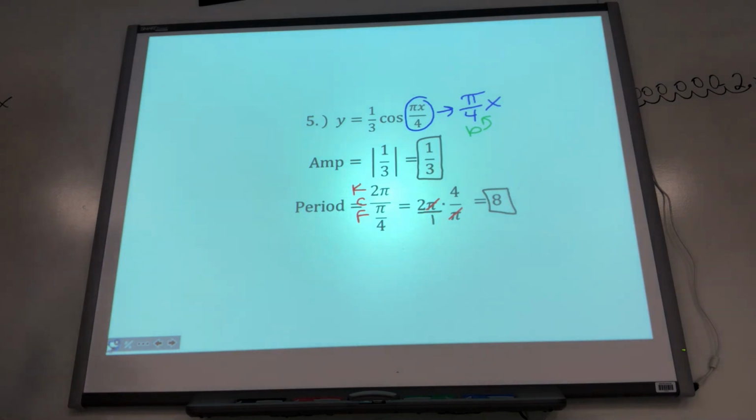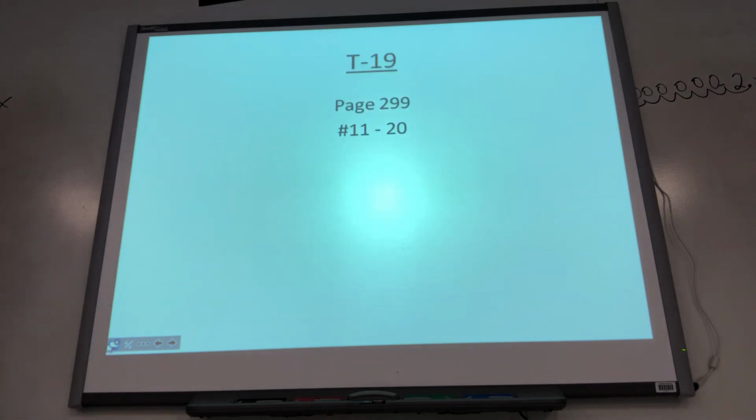Okie doke. Any questions about that? Again, there's no graphing. The first two examples were just to show you what happens when there's a number in front of x.